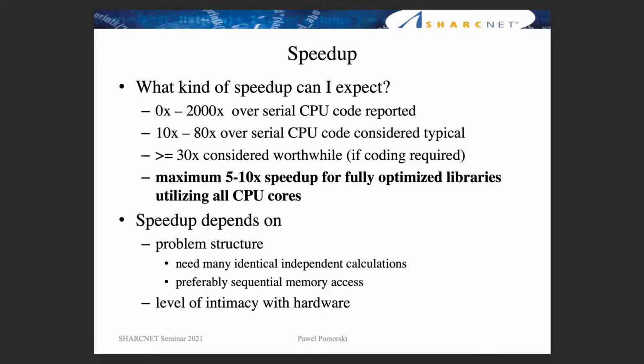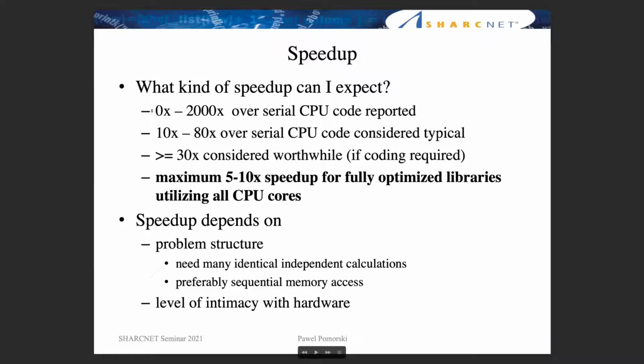So a GPU is an accelerator. It is not an independent computer. It is something you add to your computer to make it run faster. So when you use an accelerator, the basic question is how much speed up do you get? So if you add the GPU to your computer, how much faster will your program run? What are the possible values? Well, the range is quite vast.